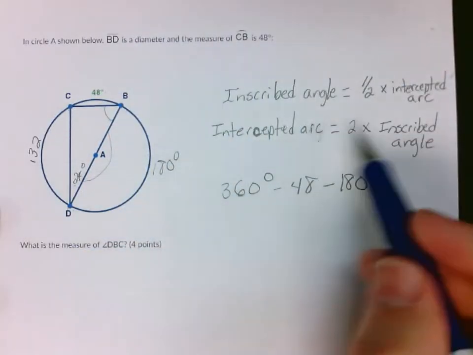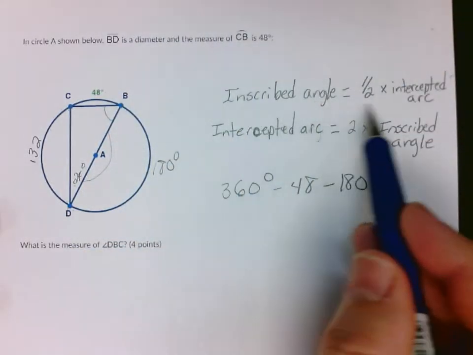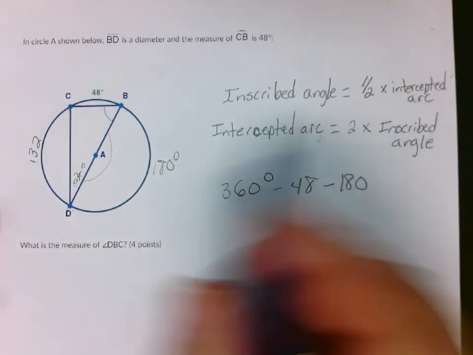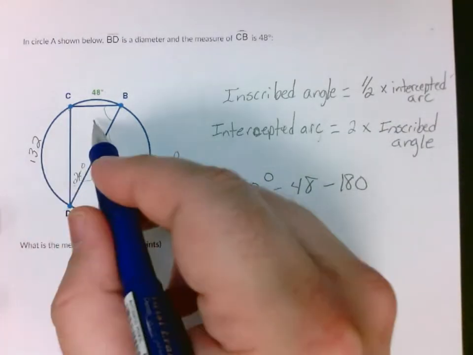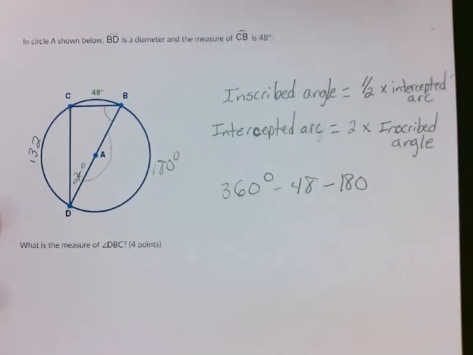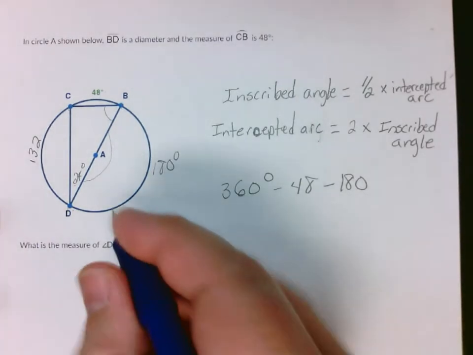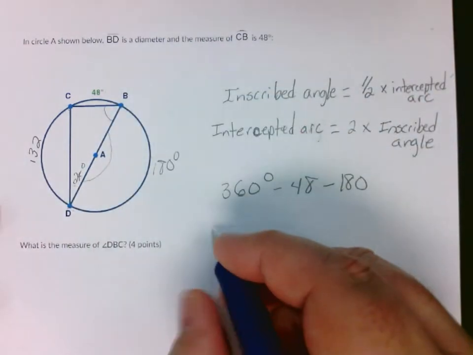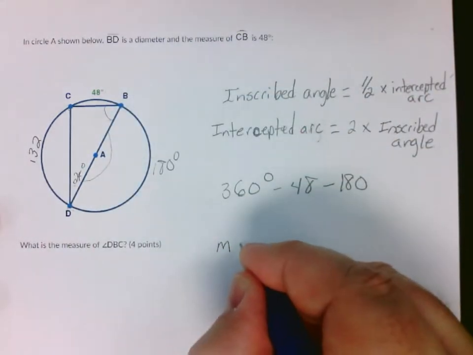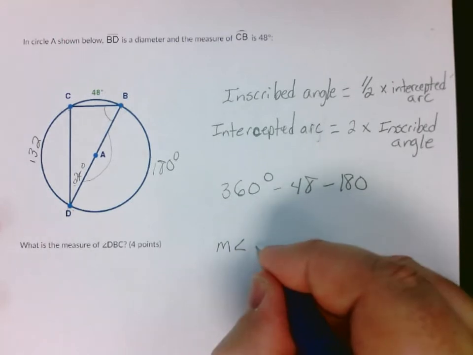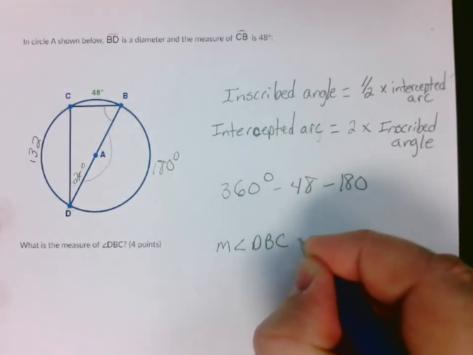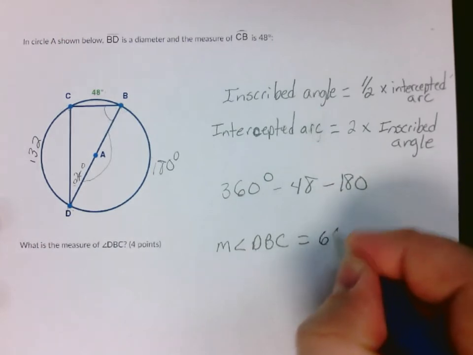Now, according to this right here, an inscribed angle is half the intercepted arc. So half of 132, if we divide that by 2, would be 66 degrees. So the answer to this, the measure of angle DBC, would equal 66 degrees.